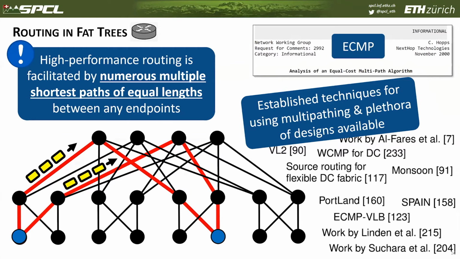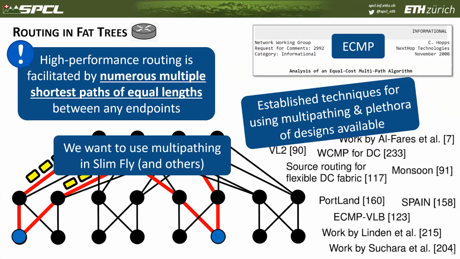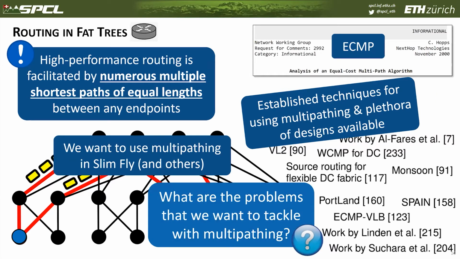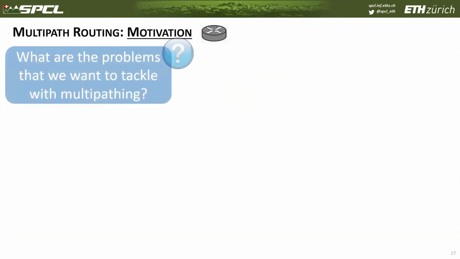And the question we asked was really, can we have something like this, some form of multipathing, in SlimFly and these other low diameter networks? But first, before we go into how to actually do this in SlimFly and others, let's see what problems we really want to tackle with multipathing. Because the question might be, okay, why do we even need multipathing? Maybe you just need one single path. Well, the motivation is as follows.